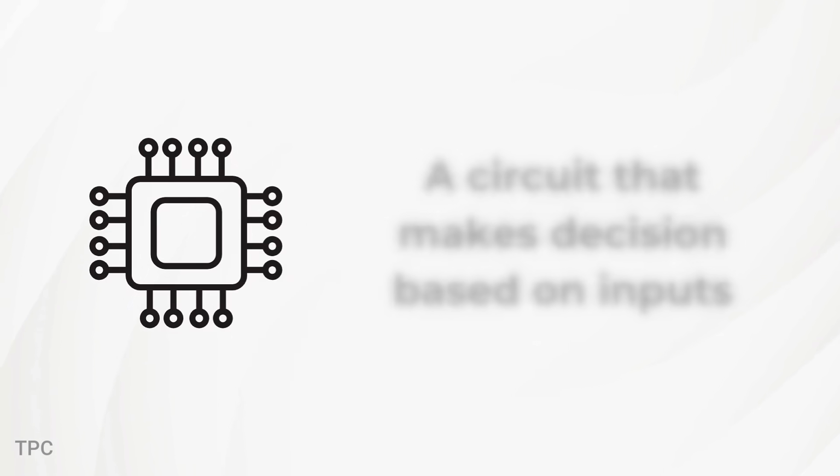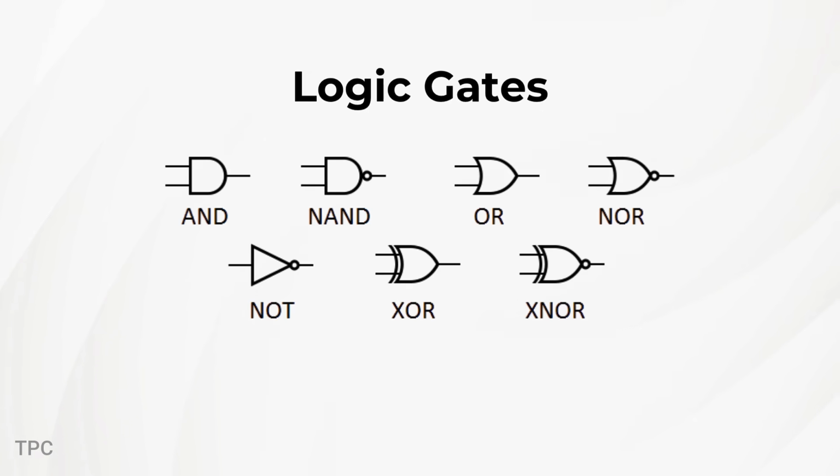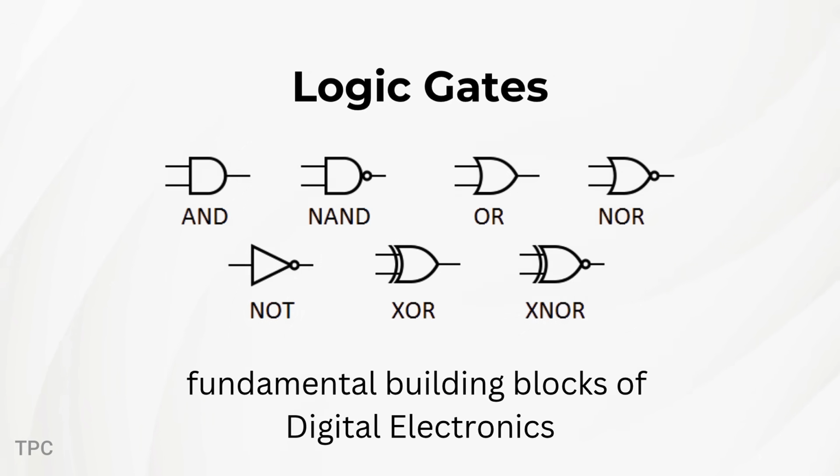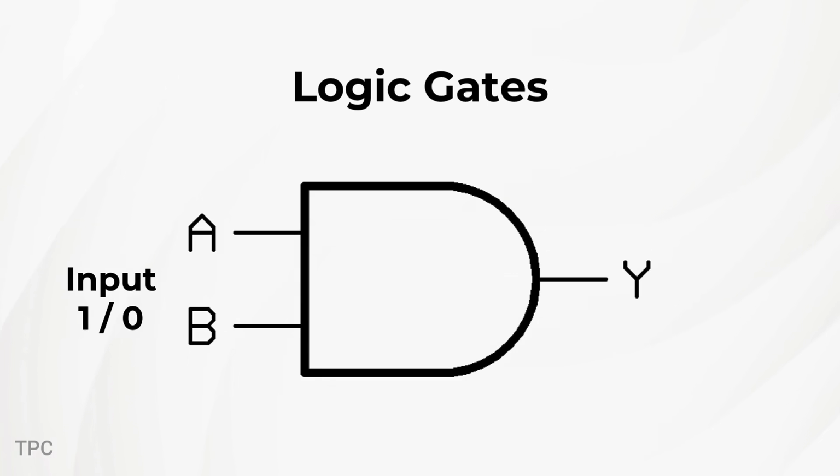Now, what if you want a circuit to actually make decisions based on inputs? That's where logic gates come in. These are the fundamental building blocks of digital electronics. In simple terms, they take one or more input signals, usually high or low, and based on a rule, they decide what the output should be.